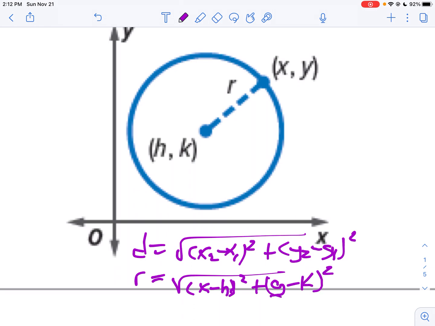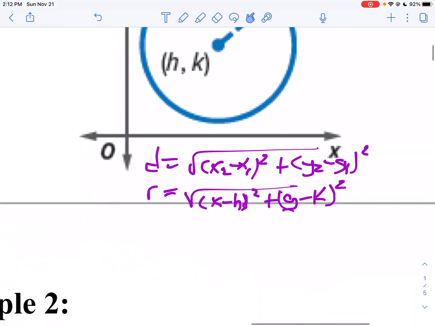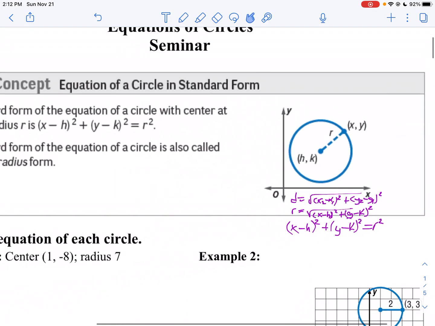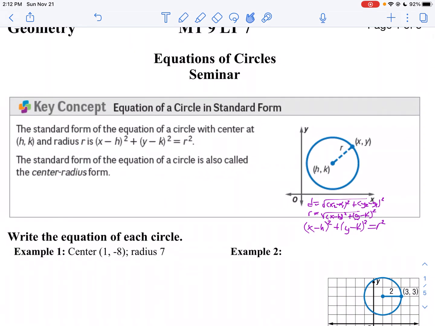A lot of times we see that written without the square root, so we're going to say x minus h squared plus y minus k squared equals r squared, which I think is what is written in here. Yeah, there it is right there. So x minus h squared plus y minus k squared equals r squared. Notice it's minus. So h, you're going to subtract your center.